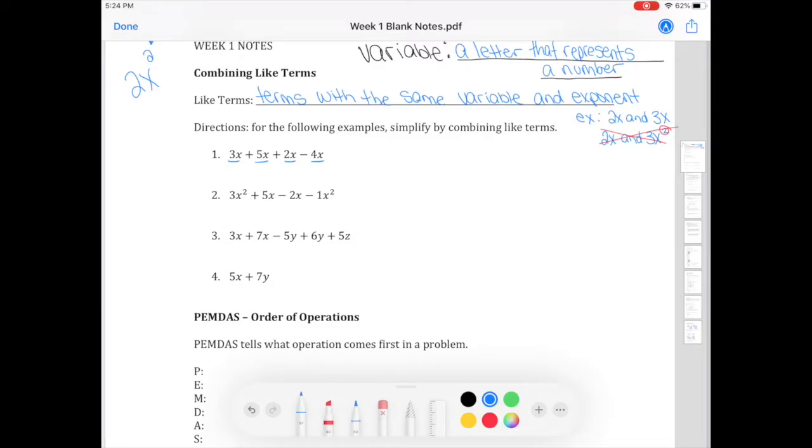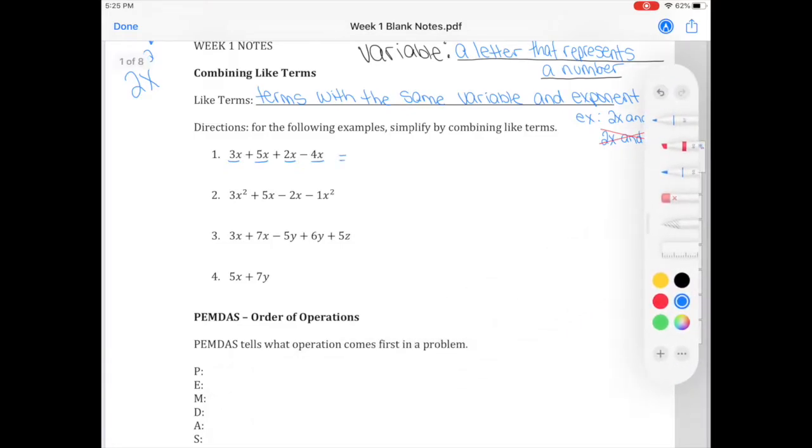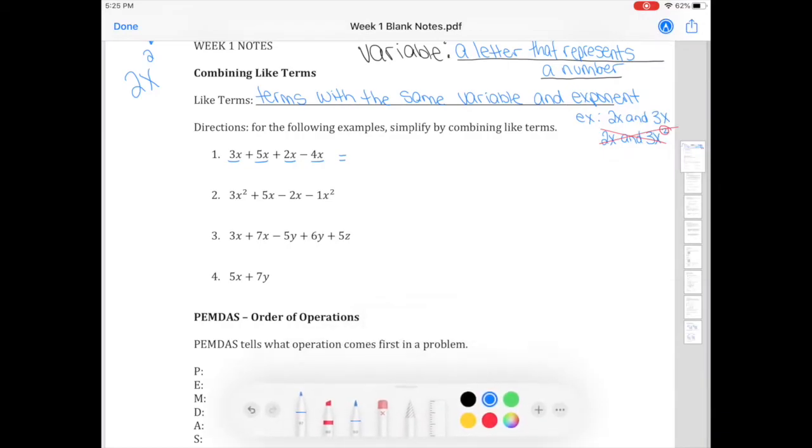So this one has 1, 2, 3, 4 terms. If you notice, they all have the letter x, which is great, and they also all don't have an exponent written, which means they are like terms because they all have that imaginary one of an exponent. It's not written, but because it's not written, that means it's implied that they are all the same. So these are all like terms. So what we're going to do to simplify this now is to just combine the numbers. So 3x plus 5x, combining these two to start, is 8x, plus 2x is going to be 10x, minus 4x is going to get me a total of 6x.